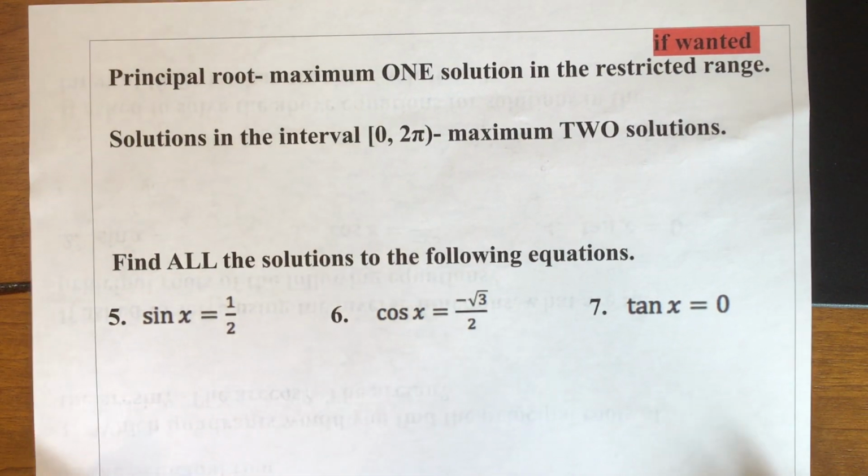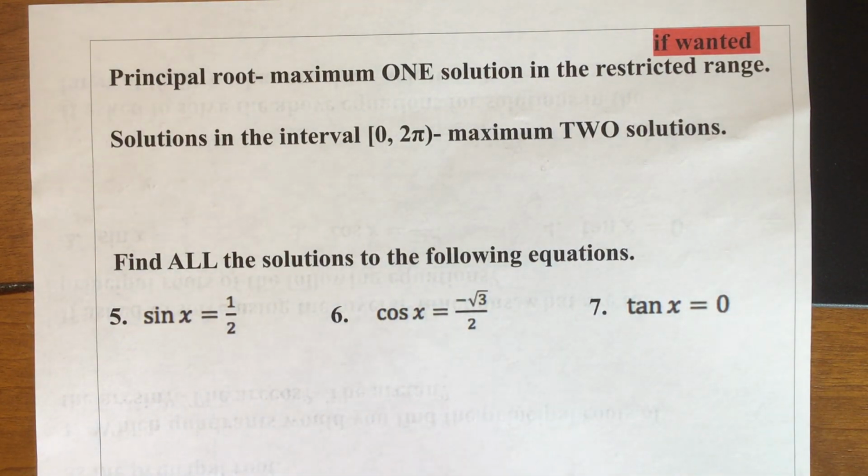All right, guys, so here's video 2. Notice, principal root, you only have one solution in the restricted range that came from making our functions 1 to 1. In the interval between 0 and 2 pi, you will have a maximum of 2 solutions. Now, we're going to finish this lesson with finding all the solutions for the following equations.